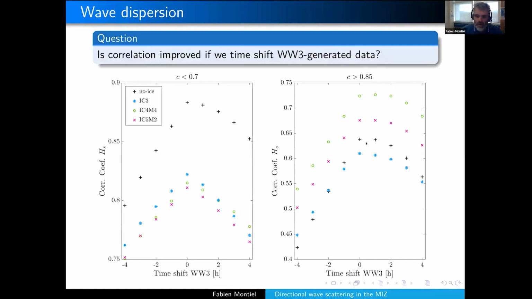So it's possible that further into the ice, WAVEWATCH III is making the waves travel too slowly compared to what we observed.